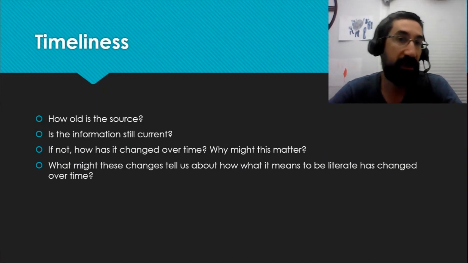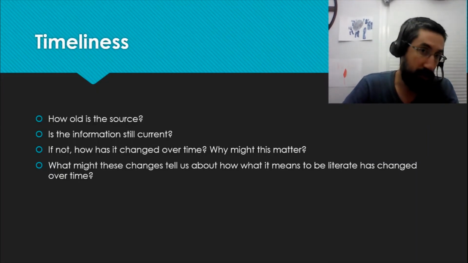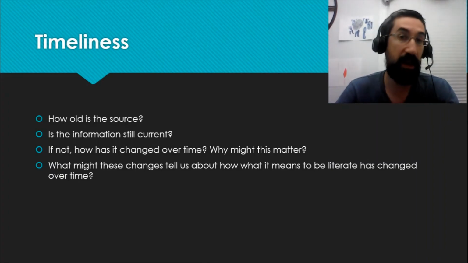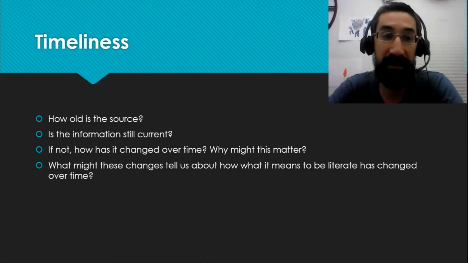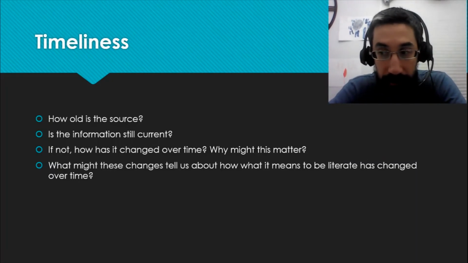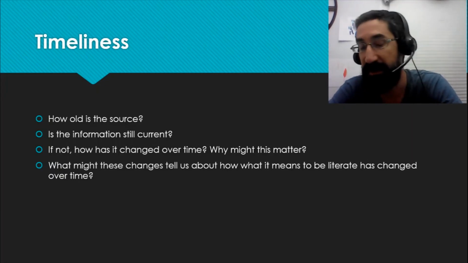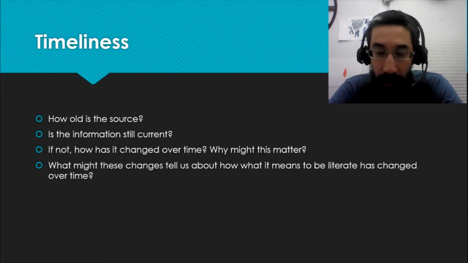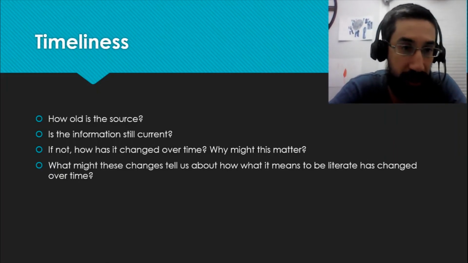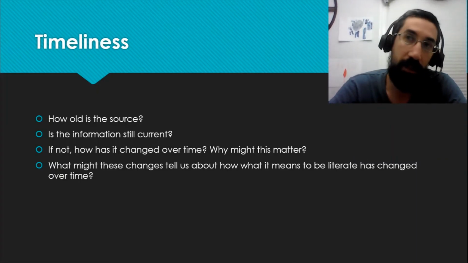You're also going to want to consider timeliness. I think there is actually a lot of value in looking at older sources to see how the institution has changed, how literacy expectations have changed, how sponsorship of that literacy has changed. That said, you want to be aware of how old the source is. And be careful here, because sometimes you might find a source with a date on it, but that's really the date when it was added to an archive, not the date of its actual publication. So you're always going to want to double check. If it is an older source, is the information still current?